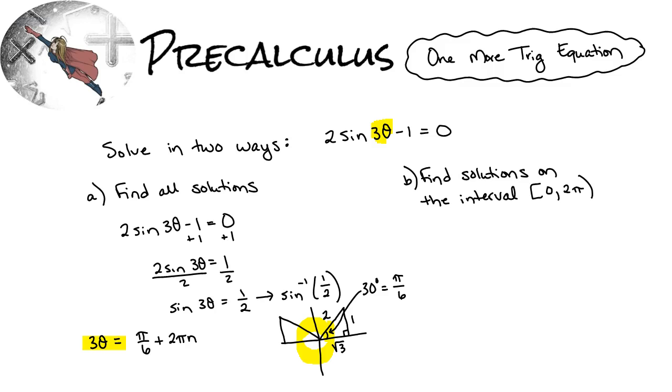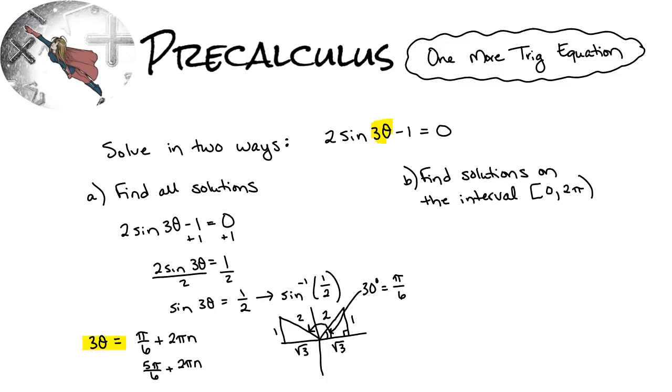Now, in the second quadrant, it's still a 1, 2, rad 3 triangle. So the answer in the second quadrant to go from 0 over to there, that is a total of 5 pi over 6. So 5 pi over 6, and same thing, add 2 pi n. That would be listing all of the infinite solutions.